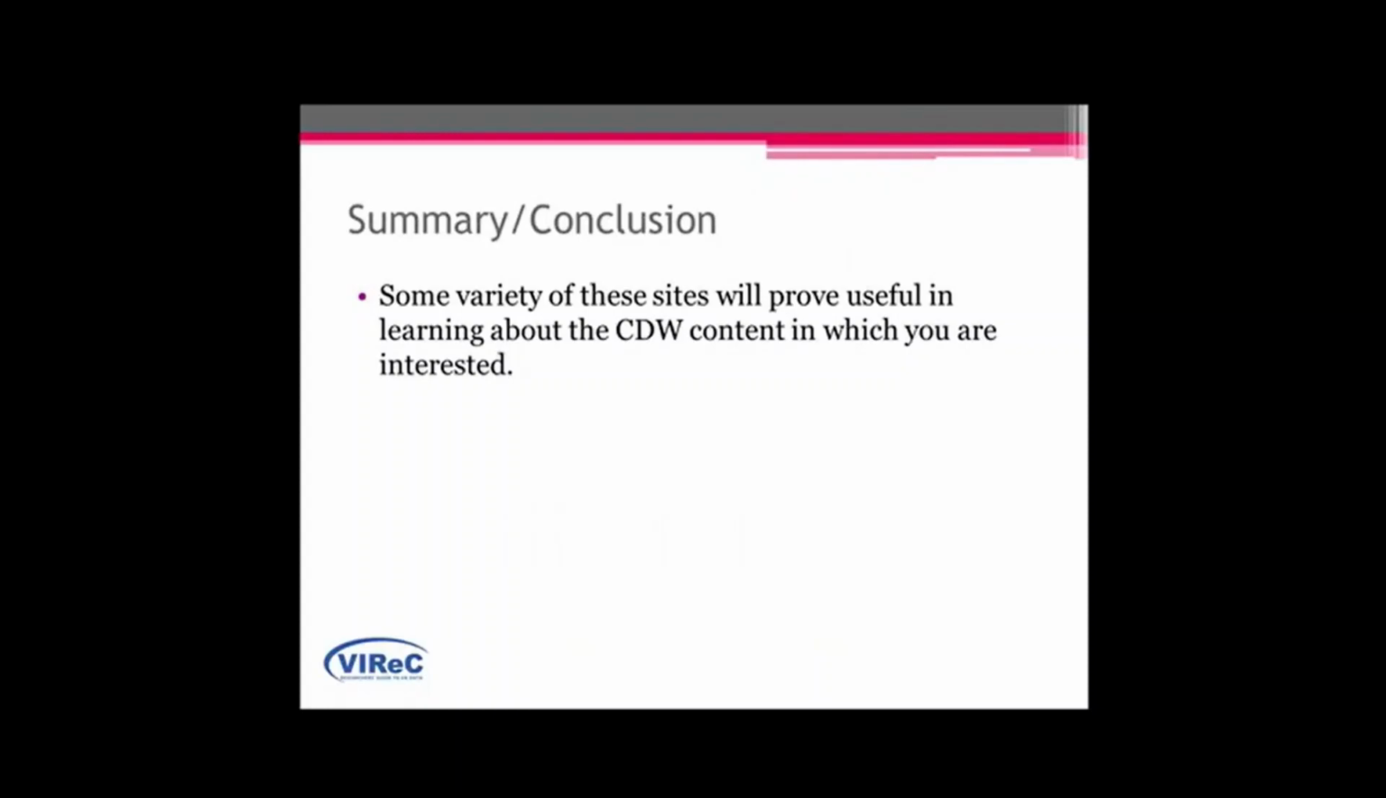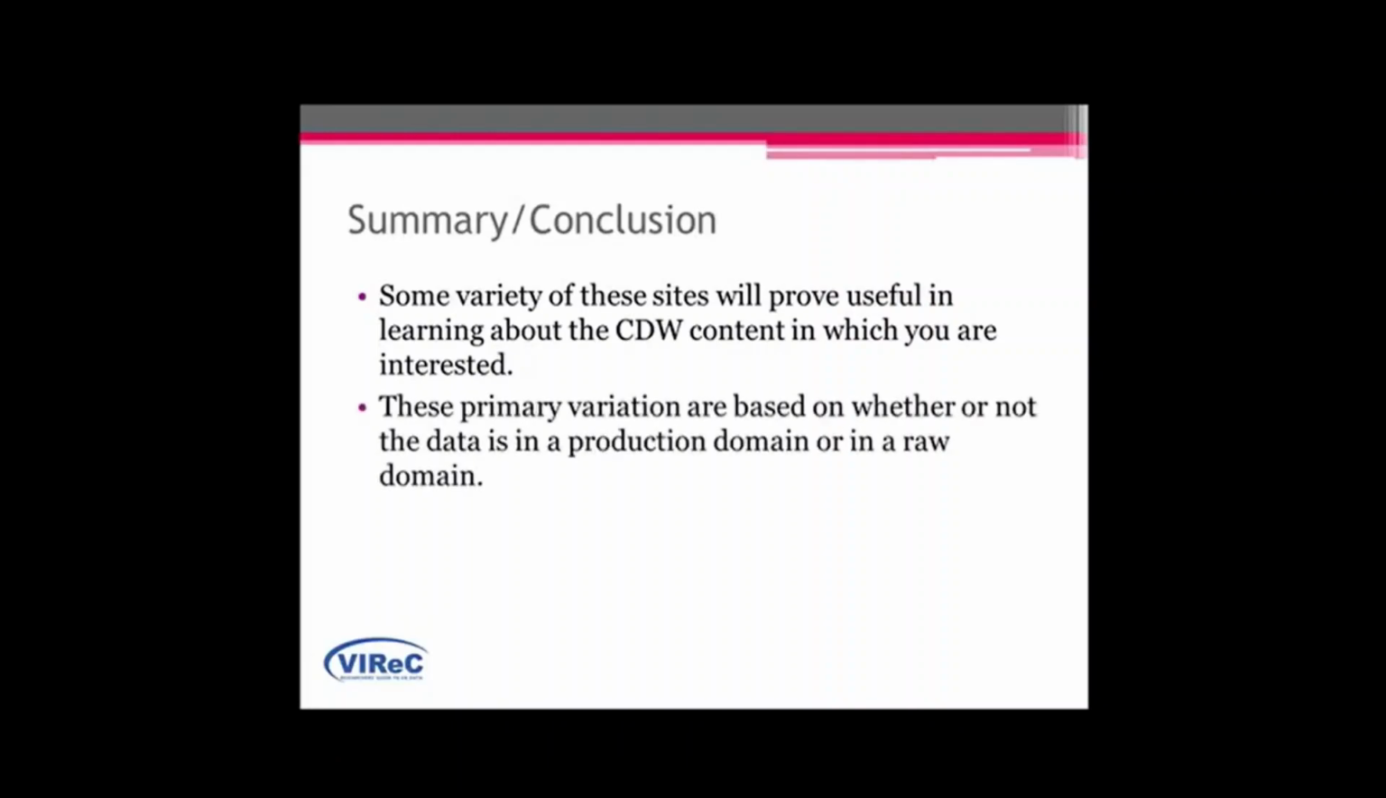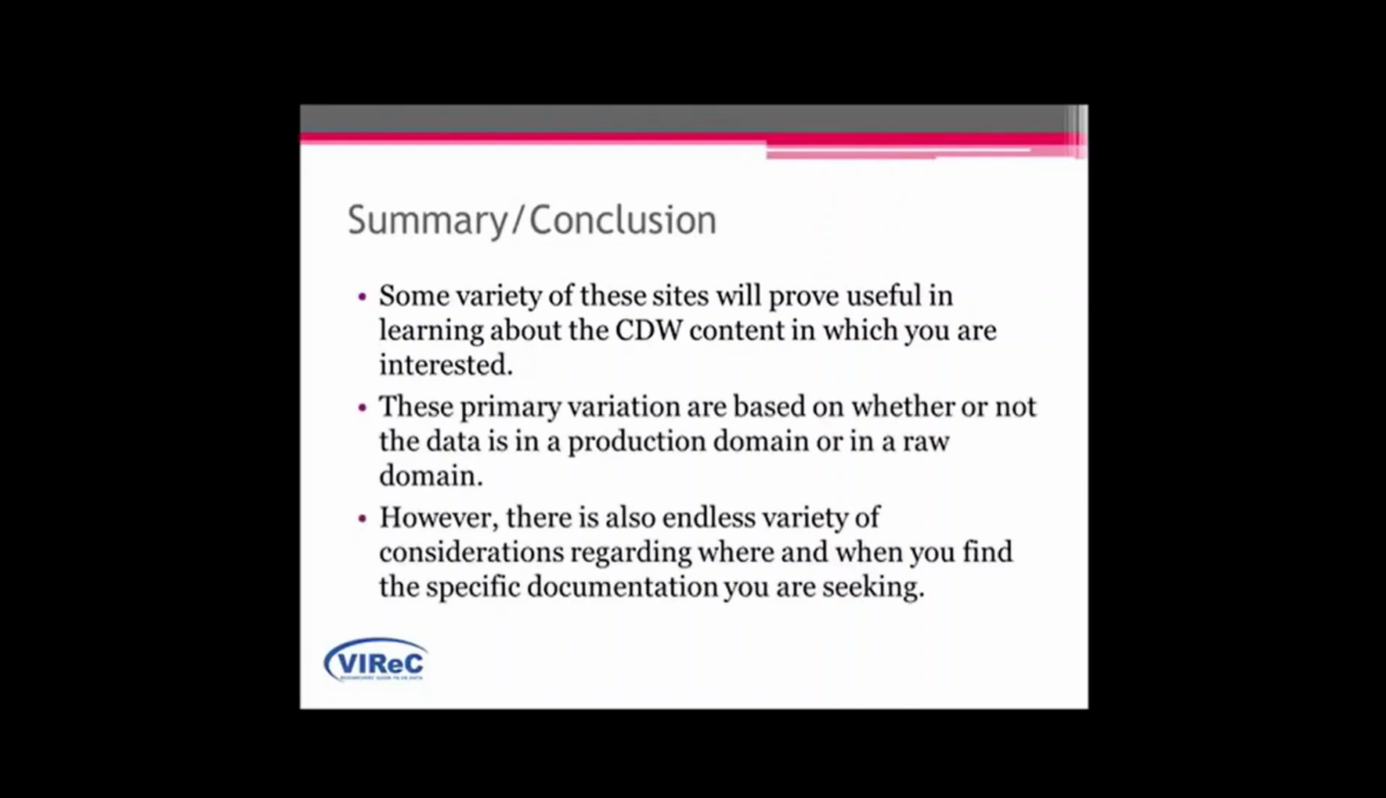To summarize, there are a variety of ways of finding documentation for the CDW, and it depends on whether you're dealing with raw or production primarily. However, even all of the information and sites that I've covered today don't always do the trick. Sometimes I end up looking at handbooks from the VHA or directives or the VISTA software document library or all sorts of sites looking for the answers I'm seeking in terms of what the data in CDW really means. So just keep that in mind.